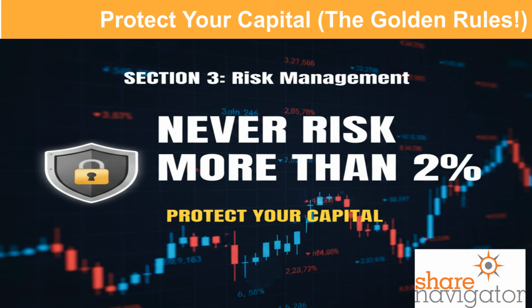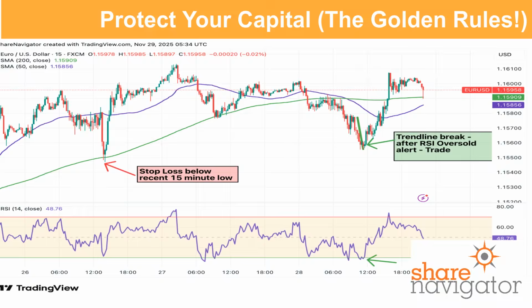And this is the most important piece of advice. Always try and protect your capital as much as you can. Our golden rule is never to risk more than 2% of your total account value on any single trade. So if you've got a 10,000 euro or dollar account, only risk 200 euro per trade. And this is where setting your stop losses comes into play.